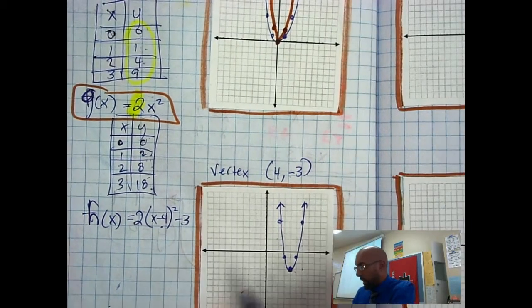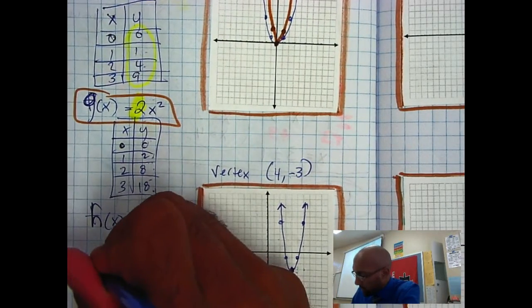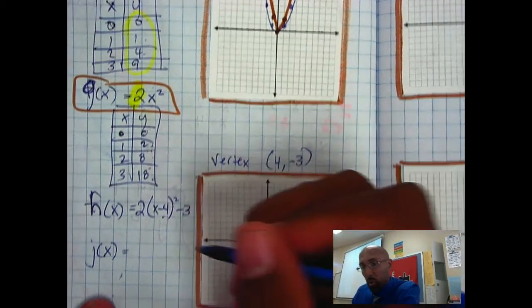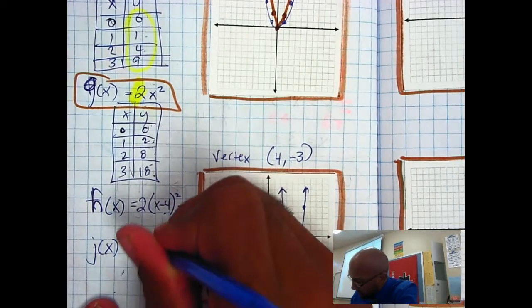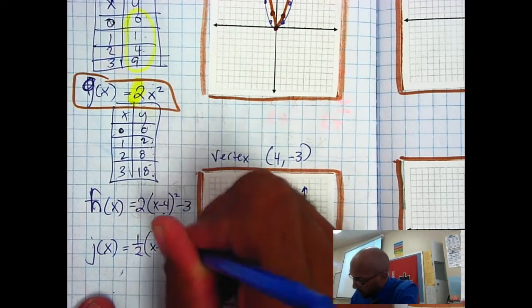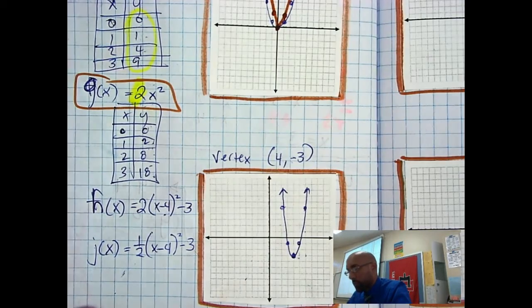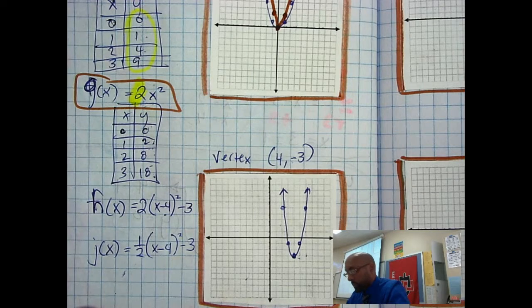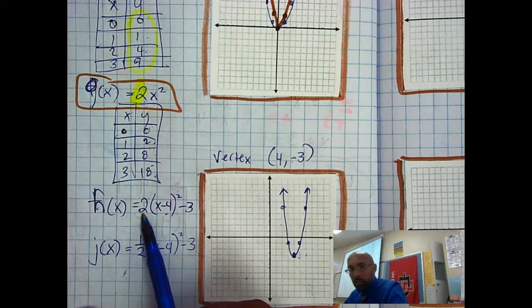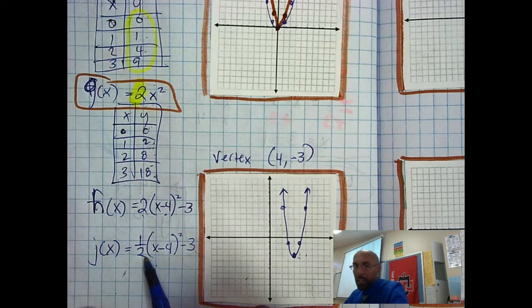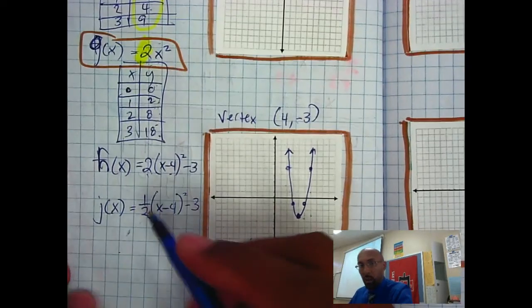Okay, so now let's take something similar looking. We'll do j of x this time. Except this time we're going to do 1/2 times (x minus 4) squared minus 3. So now we have to think in almost a different way. Okay, so the 2 caused those numbers to double, right? Because it's 2 times 2. Then you can take a guess as to what this number is going to do. It's going to cause those numbers to shrink, to go the other way.